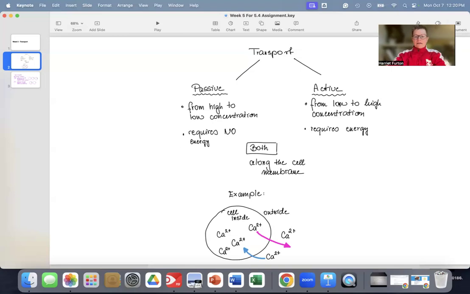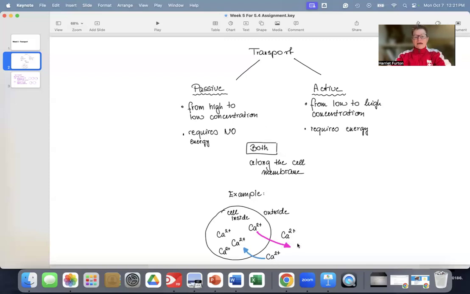On the other hand, the active transport is when there are a lot of particles in here, and we want to just squeeze a couple of more from an area where there are very few particles. So it requires energy in the form of ATP, both of them along the cell membrane. Example for that, like the cell has inside 1, 2, 3, 4 calcium ions. The outside has 2 calcium ions.